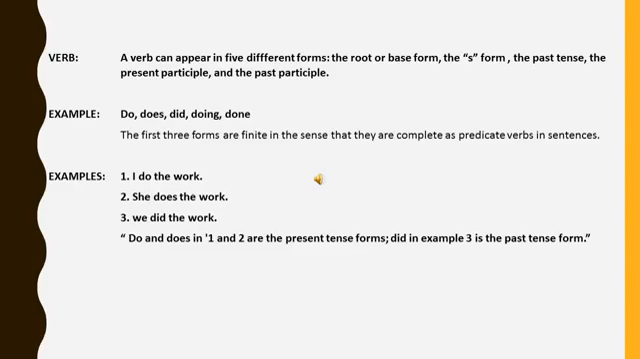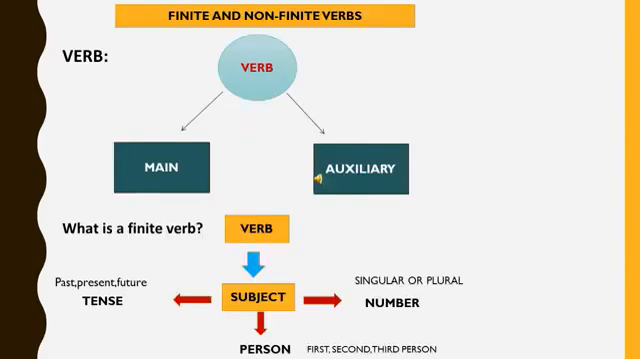So here are some examples. Number one, I do the work. Number two, she does the work. Number three, we did the work. So do and does in the first and second are present tense forms. Did in example 3 is the past tense form. Dear students, verbs are mainly divided into two parts: main verb and auxiliary verb. So in this lesson we will discuss finite and non-finite verbs. So let's get started.